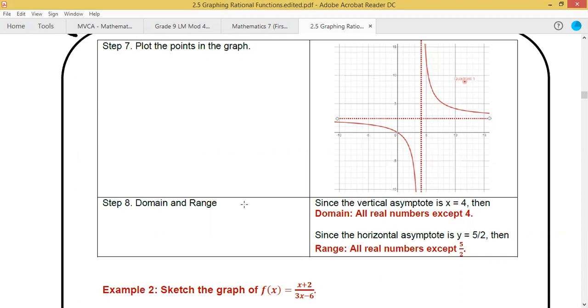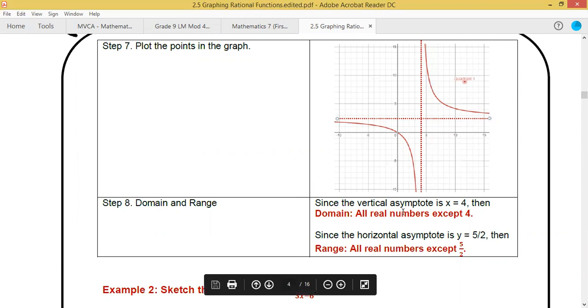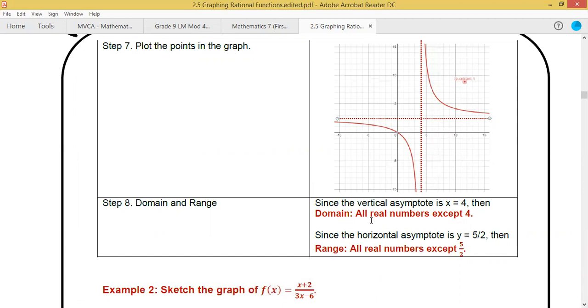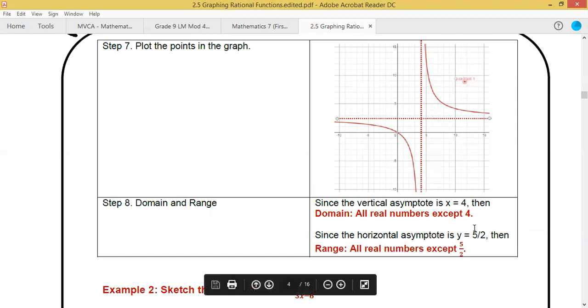So the last step is the domain and range. Since the vertical asymptote is x equals 4, our domain will be all real numbers except 4. And since our horizontal asymptote is y equals 5/2, then our range is all real numbers except 5/2. That ends our first video.